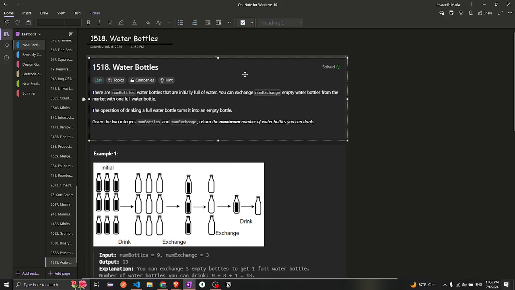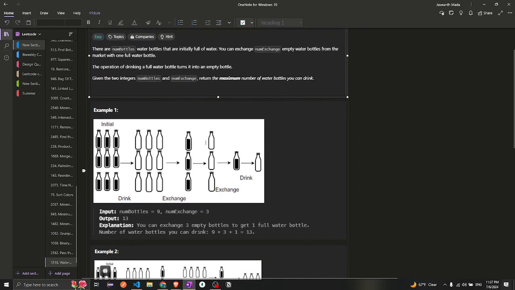So in this question we are basically given num bottles, water bottles that are initially full of water, and you can exchange empty water bottles from the market with one full water bottle. The operation of drinking a full water bottle turns it into an empty water bottle. Given two integers, num water bottles and num exchange, return the maximum number of water bottles you can drink.